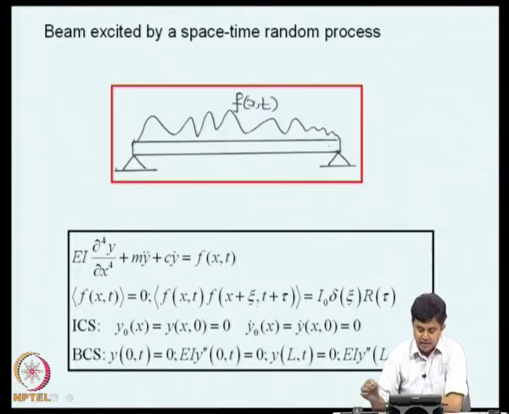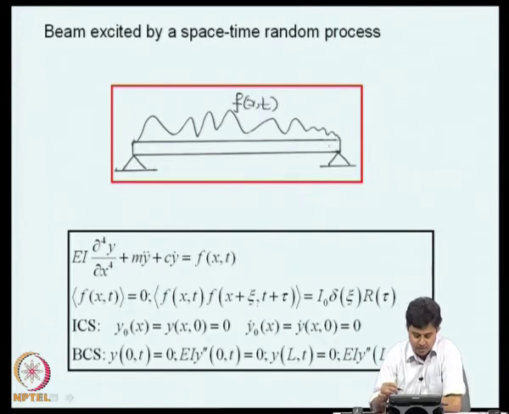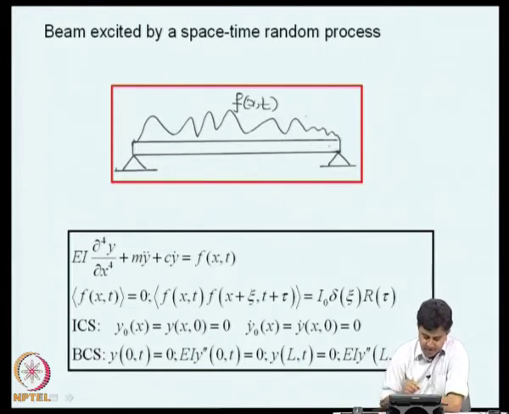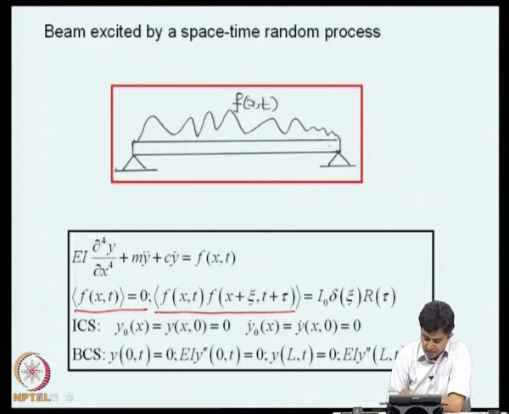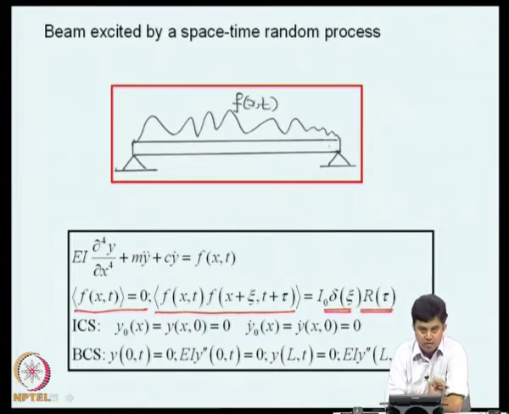So, we will now consider a slightly more general random excitation, where f of x comma t is a random field evolving in x as well as time. It is not a rain on the roof type of excitation, but instead we assume that the mean is 0, but the second order moment f of x comma t into f of x plus eta comma tau is now uncorrelated in space, but in time it is a stationary random process.